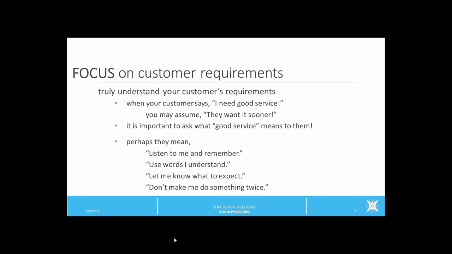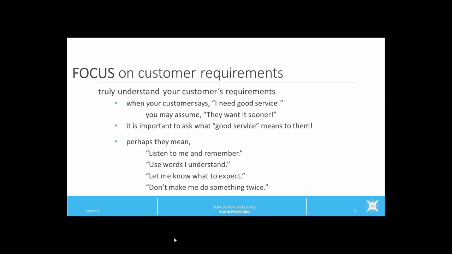When we focus on customer requirements, we actually ask our customers what they need from us, what they do with what we give them, and what the gaps are. Then we use that information to drive the improvements we make. We can't assume we understand the first time we talk. For example, when your customer says, "I need good service," you may assume they want it sooner. It is important to ask them what good service means to them.